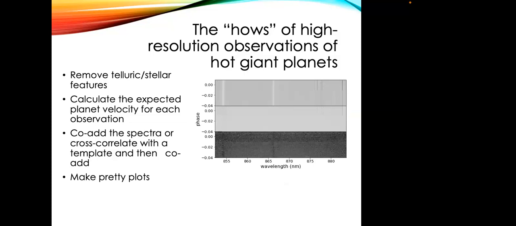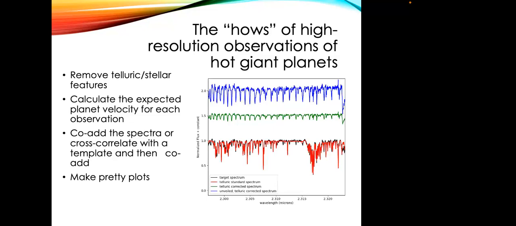An example here, raw data is on top, blaze corrected is in the middle, and the bottom is our removal of the telluric and stellar lines. We do this in a PCA-like process called singular value decomposition, but basically we're just subtracting a fancy median.